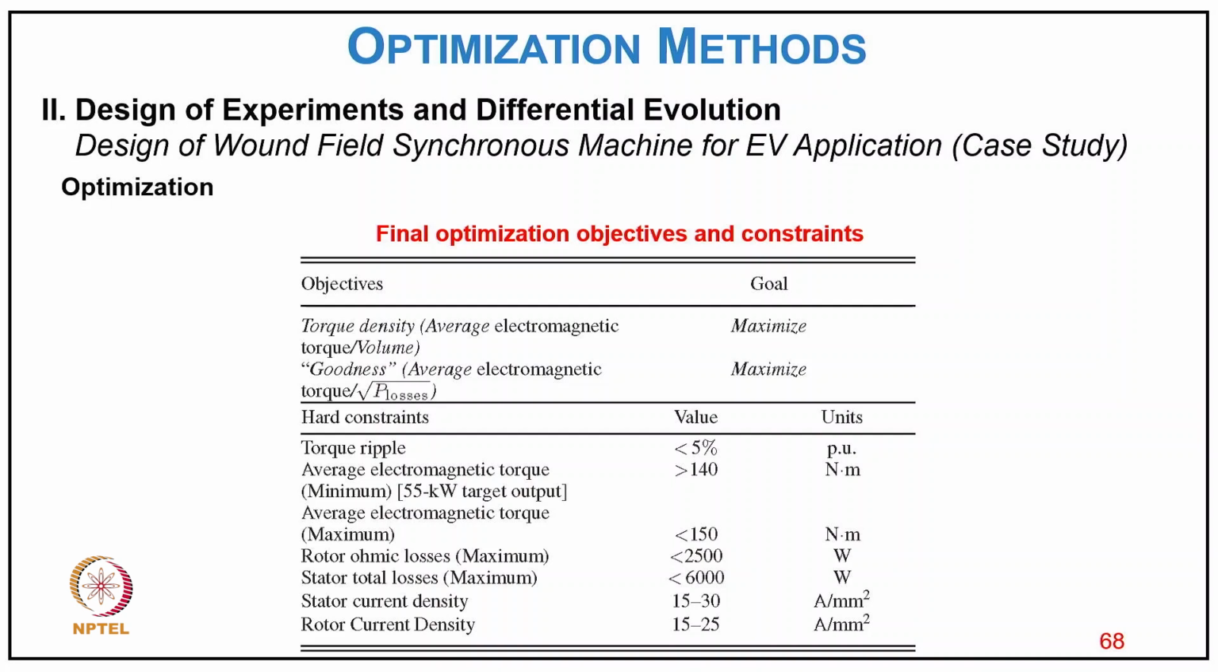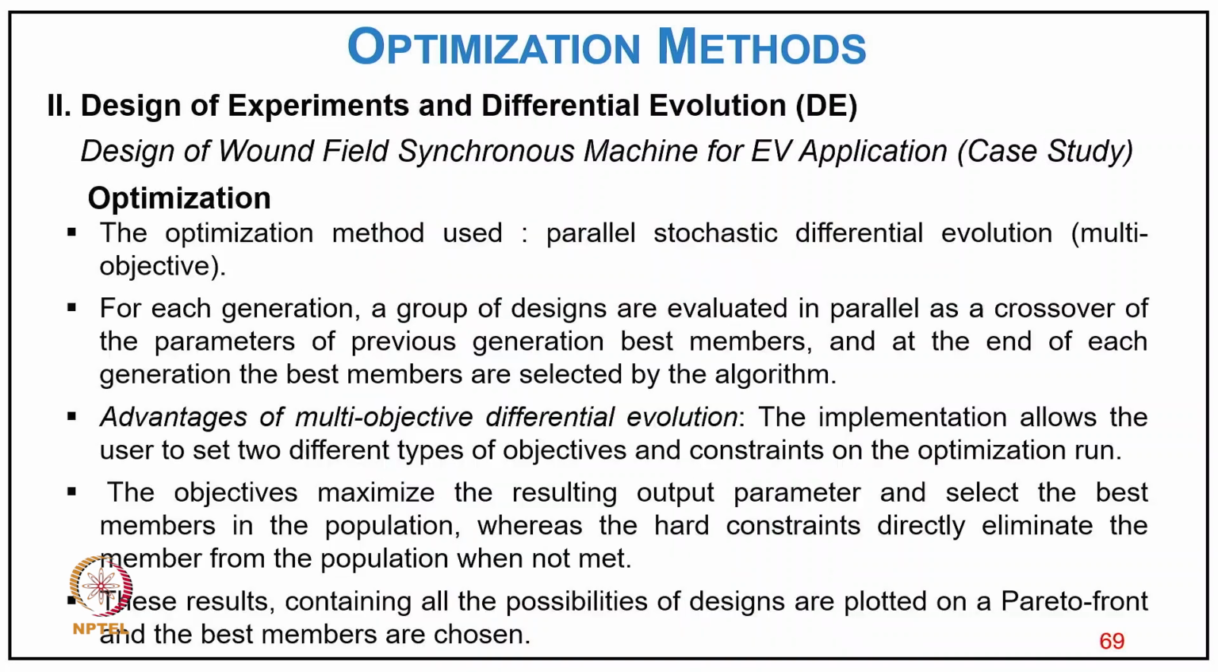So here torque density is maximized, the goodness factor is also maximized, that is torque over the square root of losses, P losses, and a hard constraint, so it's given like the torque ripple level should be less than 0.5. So all these are given the range here.